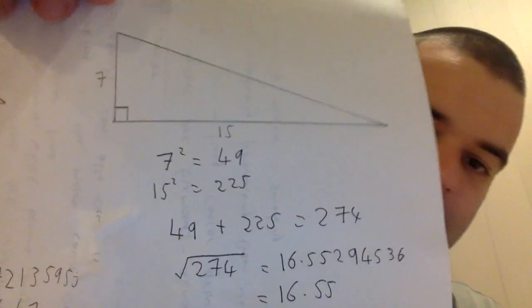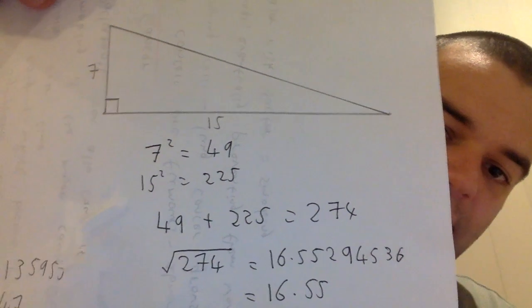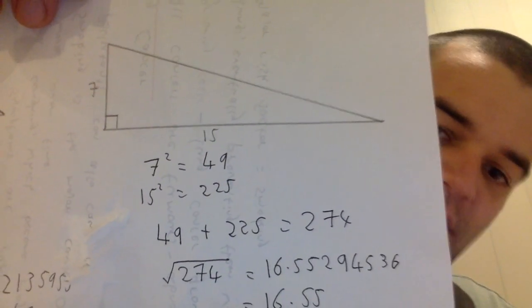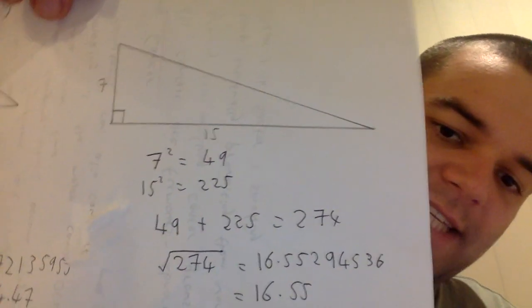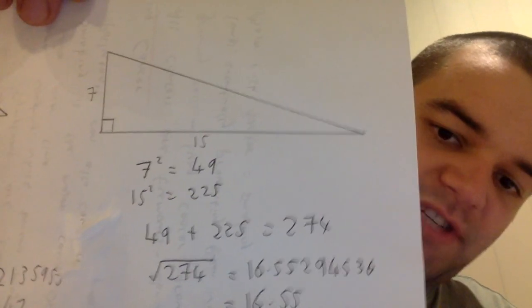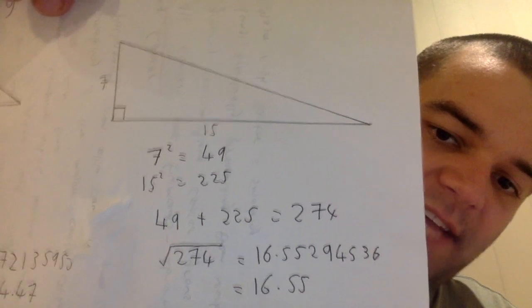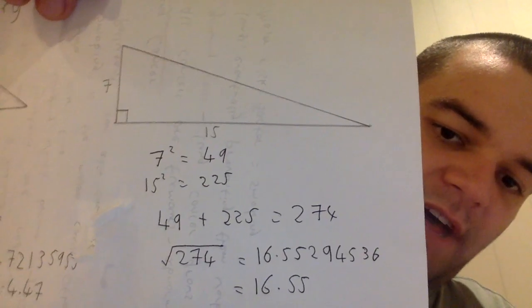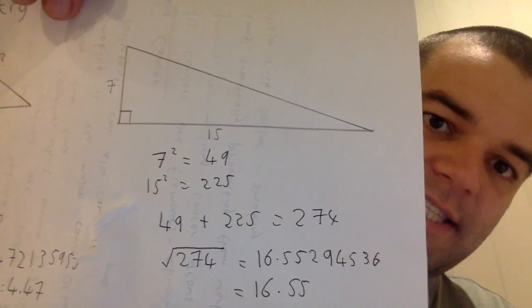So once again, I've squared the 7, giving me 49. I've squared the 15, giving me 225. I've added them together, giving me 274. And then I've taken the square root of 274, which gives me 16.55 to 2 decimal places.